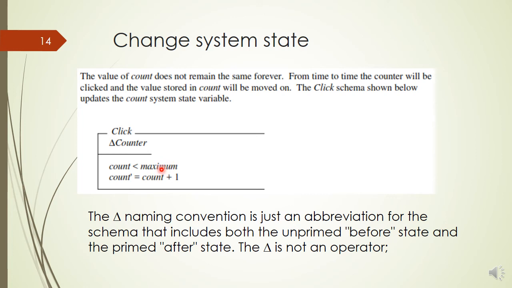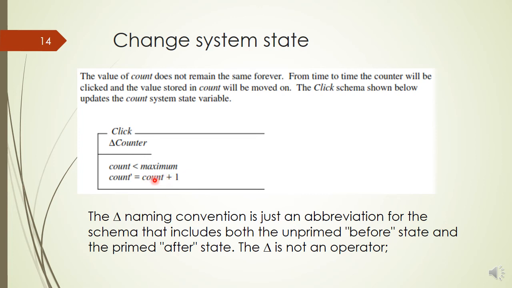Click or add count definitely change the state of a system. For example, if the count of a system is 0, then by applying that operation the count would jump from 0 to 1. Therefore this operation would definitely change the state of a system. Therefore we use the notation delta with the name of the system state schema.